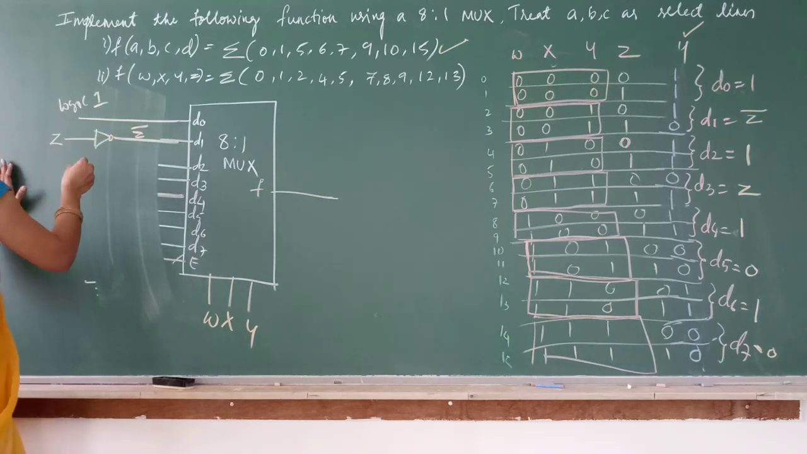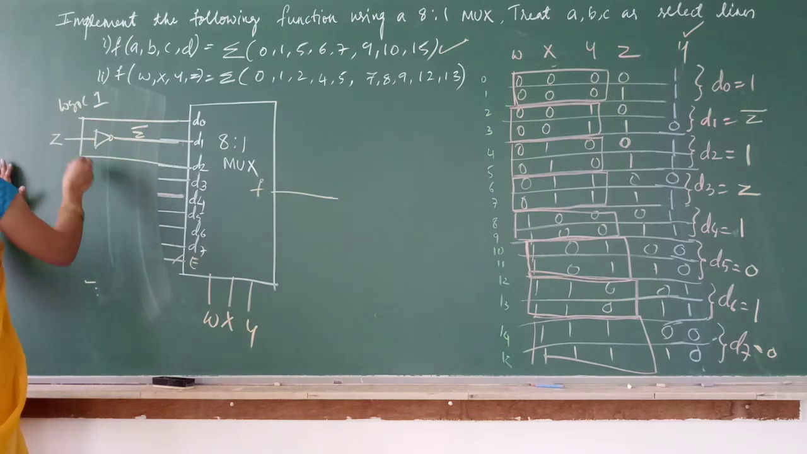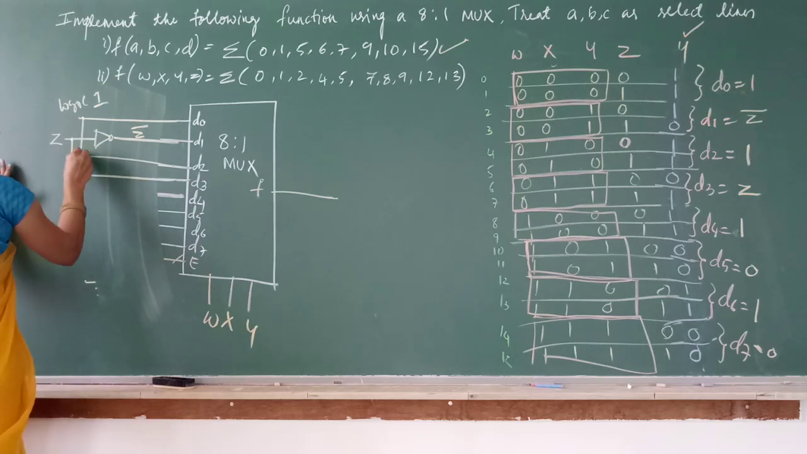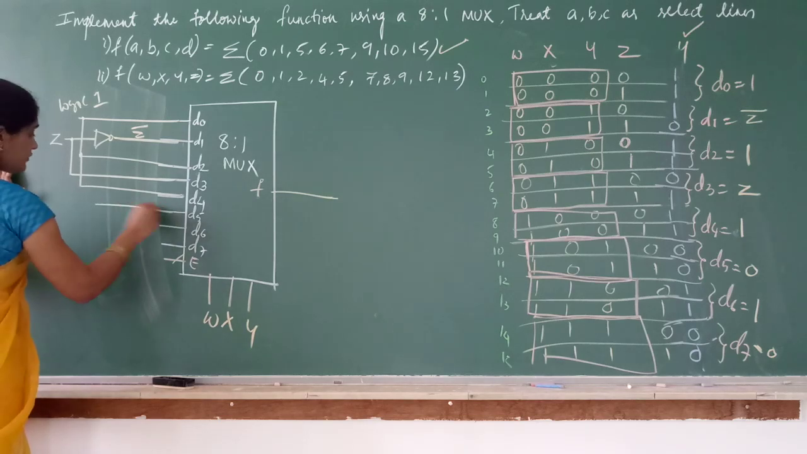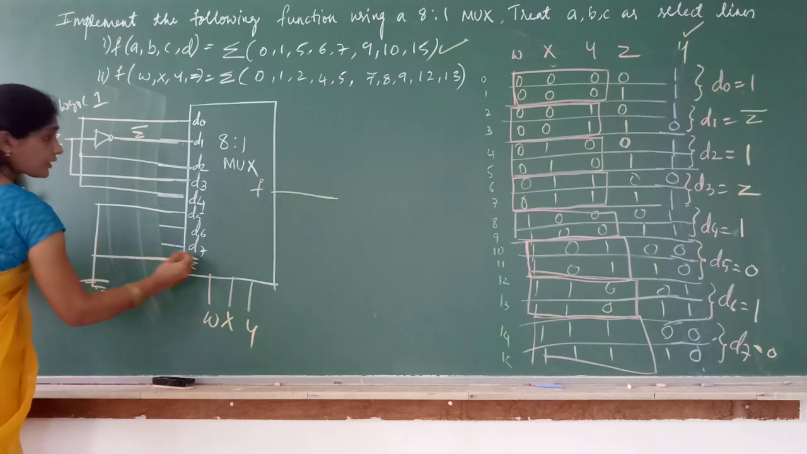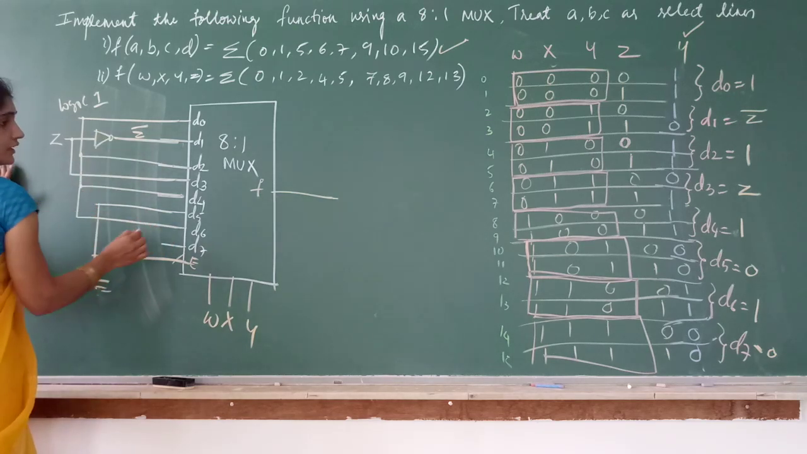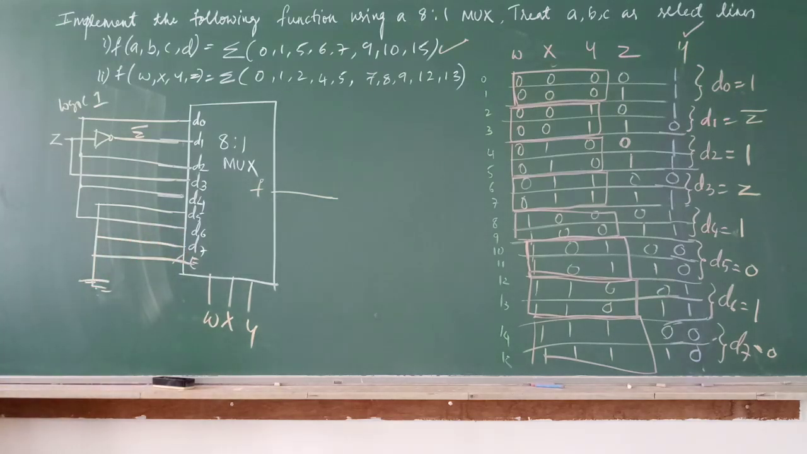Okay. D2 is 1. Okay, D3 is Z. So this is Z. D4 is also logic 1. Okay. D5 is 0. Connect D5 to ground. D6 is 1. So this is 1. D7 is 0. So it is 0. Okay. So this is the implementation of the second function using an 8:1 mux. Okay. So let us work out some more problems on this.